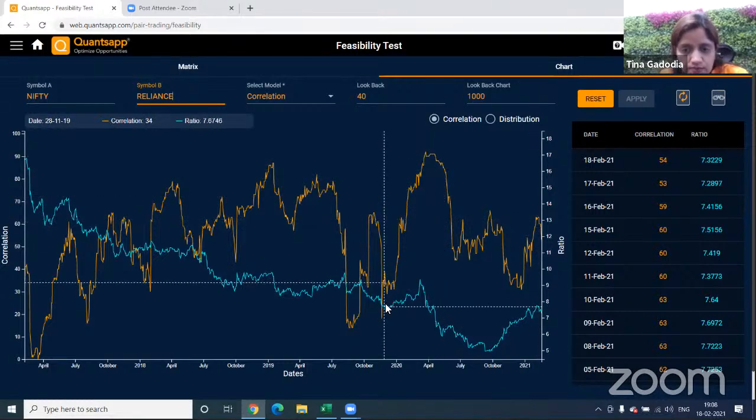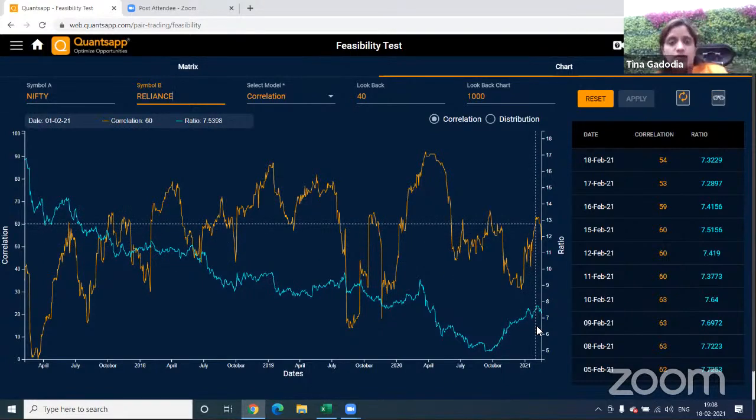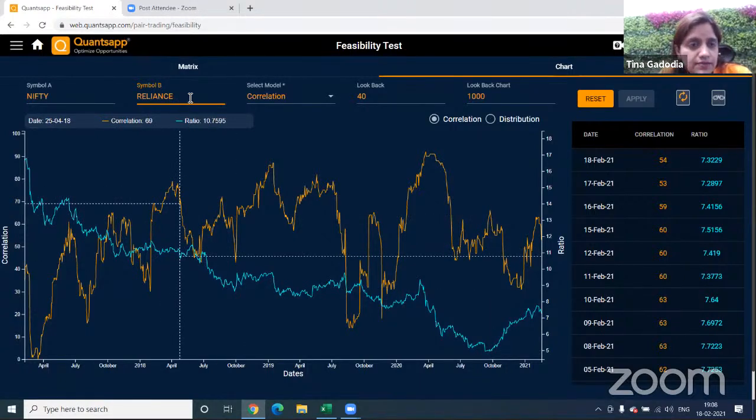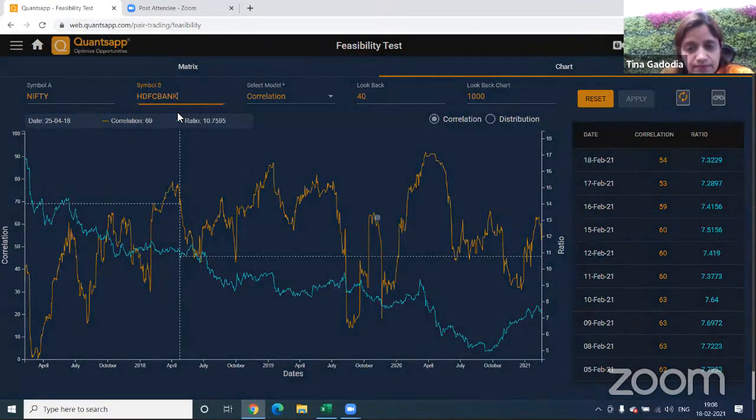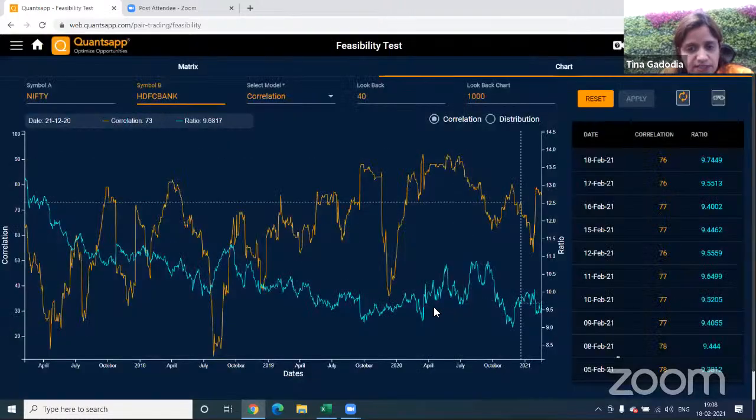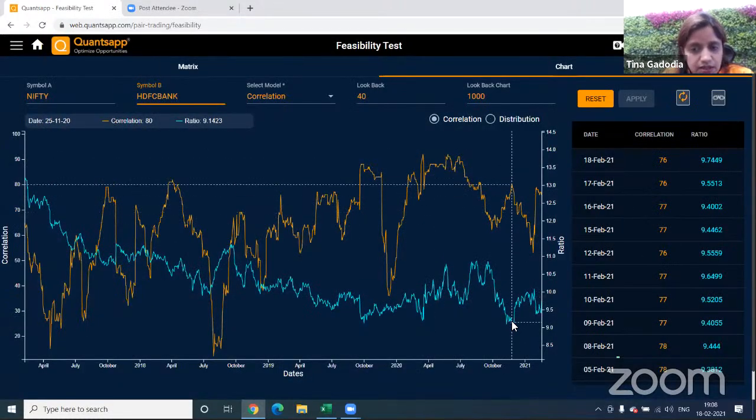Now if you look here, the earlier breakdown level was the same. So now it is finding resistance out here. If it breaches this 7 level and comes down, again we can see Reliance outperforming Nifty. So this is a crucial point for the ratio of Nifty to Reliance. Same way, if you look at Nifty to HDFC Bank, it's a range bound thing. Nothing concrete, it's a sideways move.